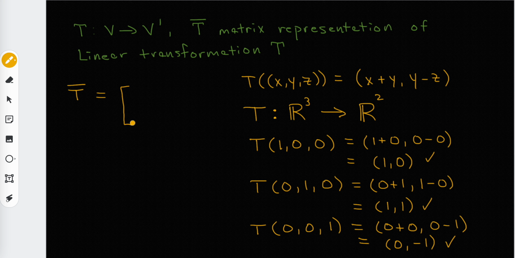So the first column of my matrix is going to be 1, 0. The second column of my matrix is going to be 1, 1. And the third column of my matrix is going to be 0, negative 1. So what we're doing here is writing the vectors as columns of the matrix. And that is how you find the matrix representation of a linear transformation.